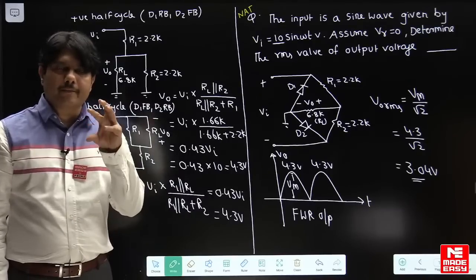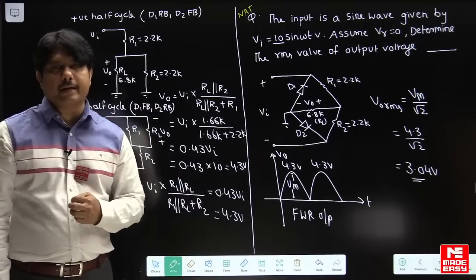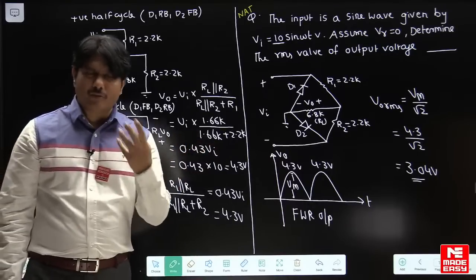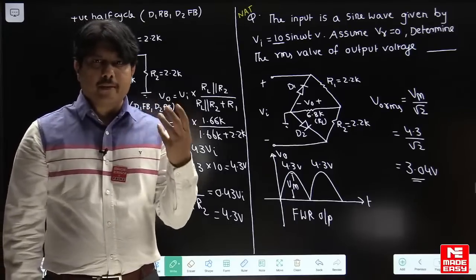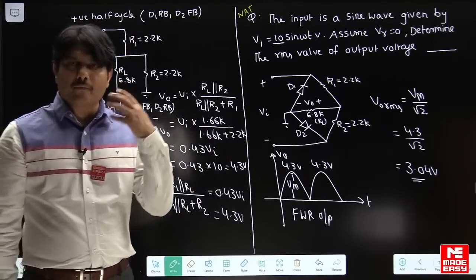So you should have the basic formulas remembered when you are going for a GATE exam. In rectifiers, they ask not only the RMS value, but most of the time the average value in a circuit. It may be a voltage average or a current average problem. So you should have the formulas.